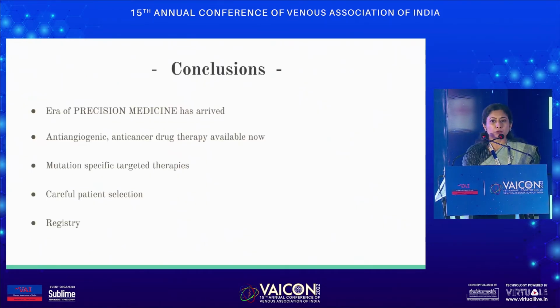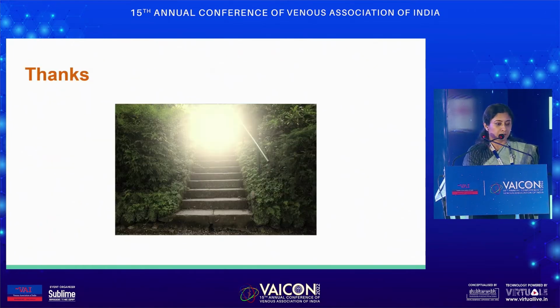So in conclusion, I would like to say that the era of precision medicine has arrived. This can be used under the correct clinical trial setting as an adjunct to embolosclerotherapy, which is a traditional form of treatment. The anti-angiogenic and anti-cancer drugs are now available. In the correct doses, we could design trials and see whether they're effective or not. It requires careful patient selection, and maybe it's best done on a multicentric trial or registry basis.